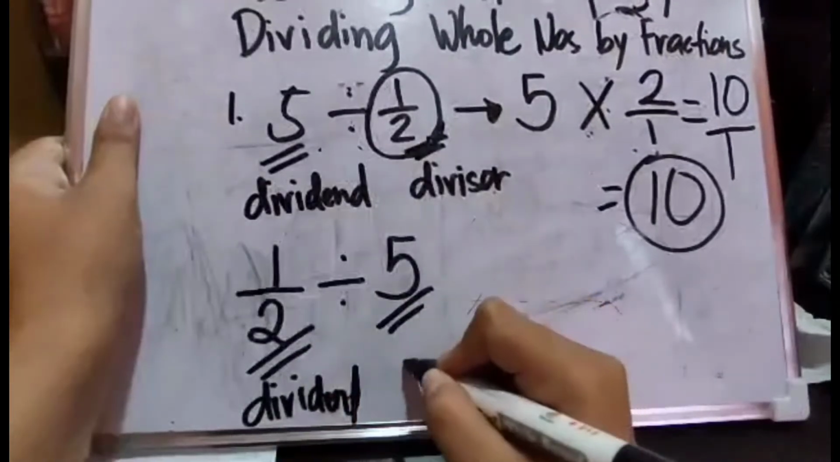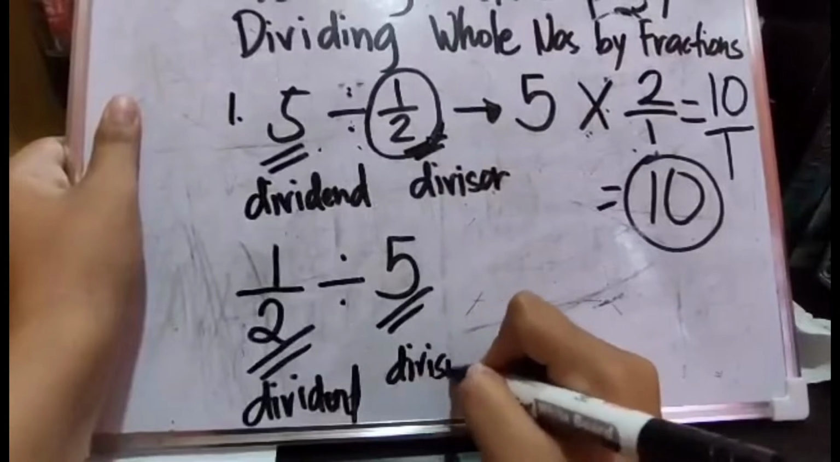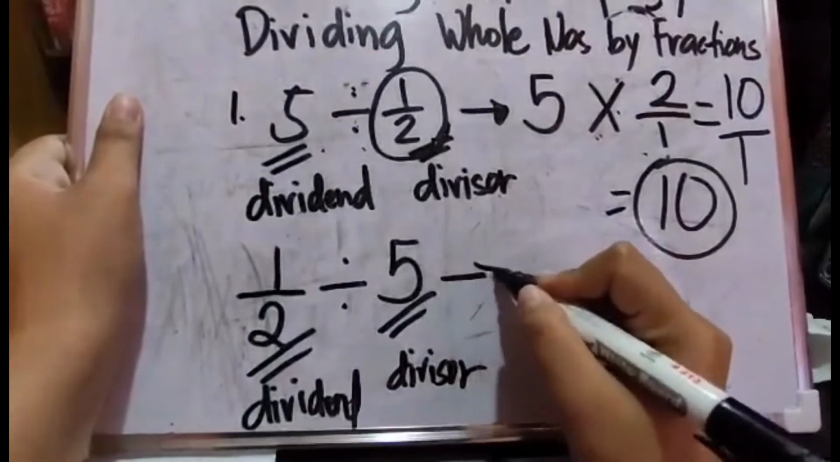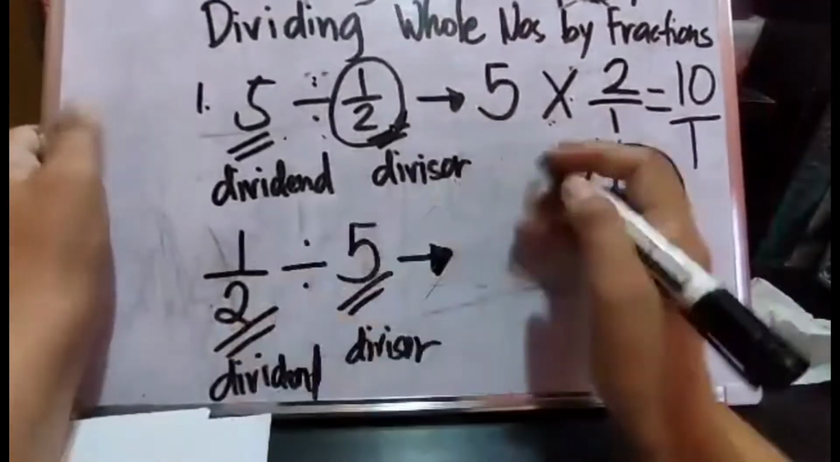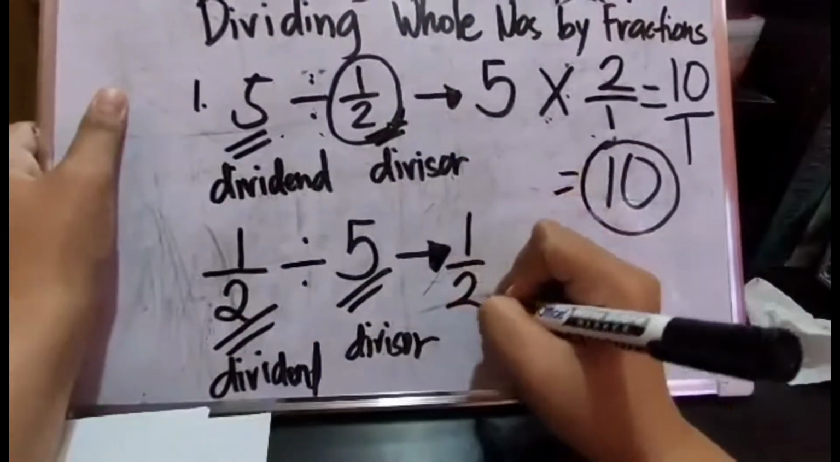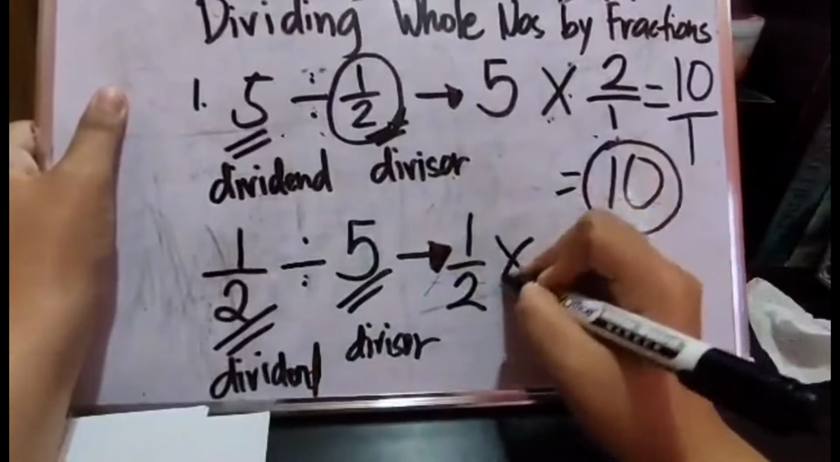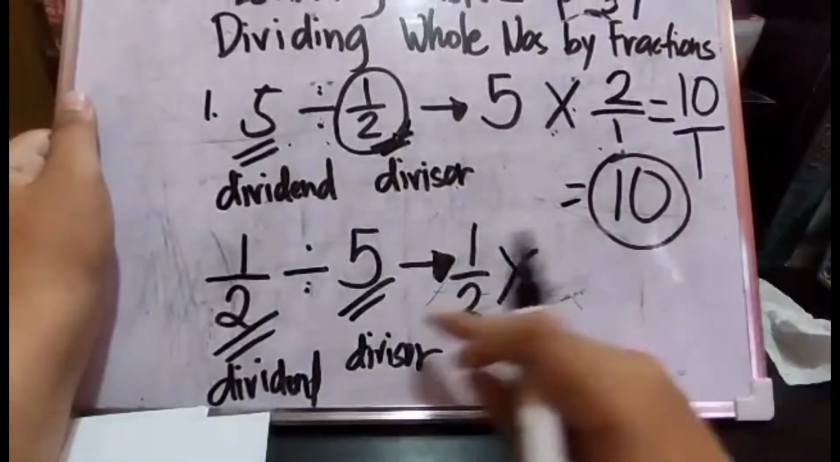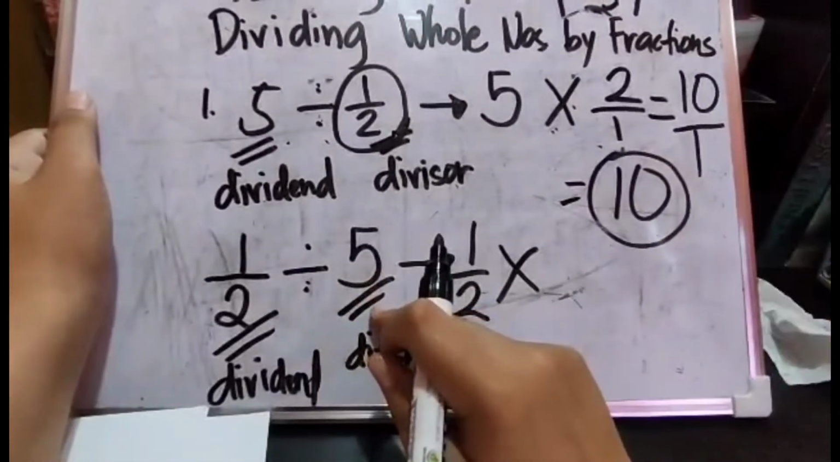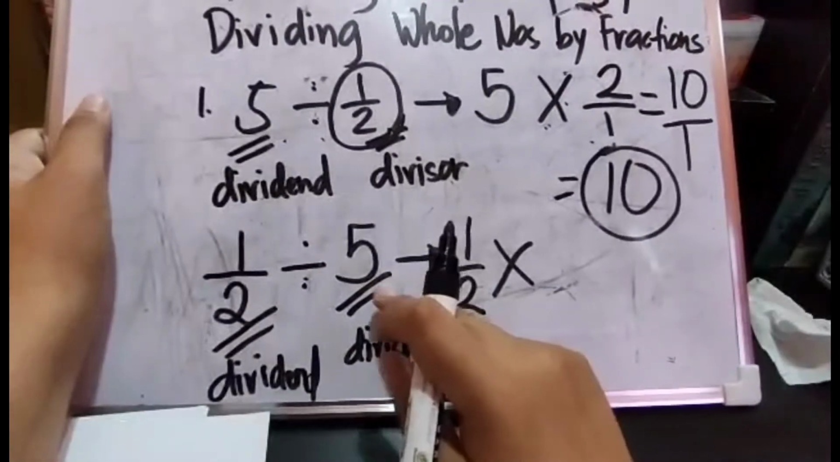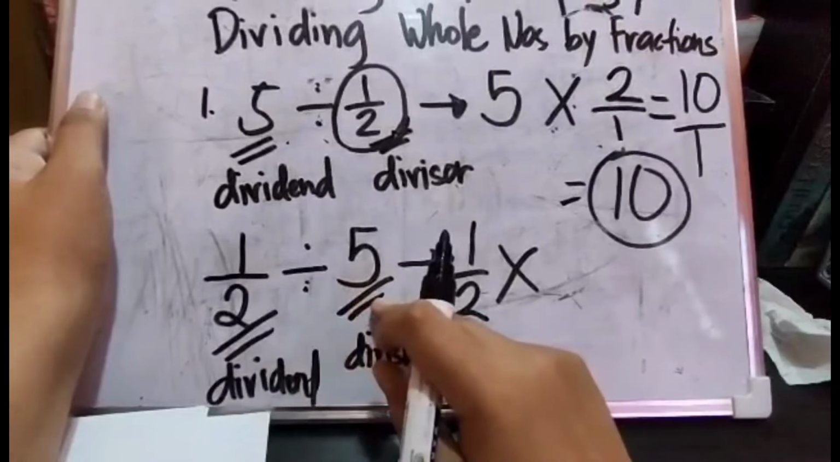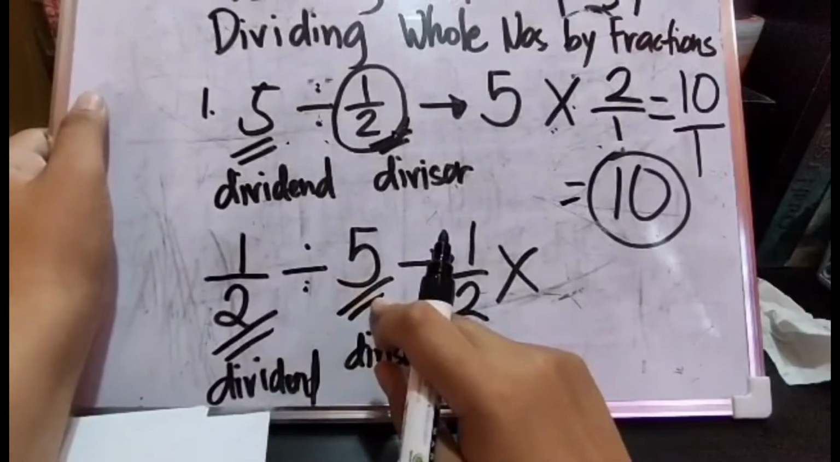At ito ng 5 ang divisor. Okay. So, same as, sabi natin, ang dividend ay kokopyahin lang. 1/2, kopya lang. Itong si division, magiging multiplication. And then, itong divisor, ang babaliktarin natin. 5. What is the reciprocal of 5? Diba ito yung laging may invisible denominator na 1.